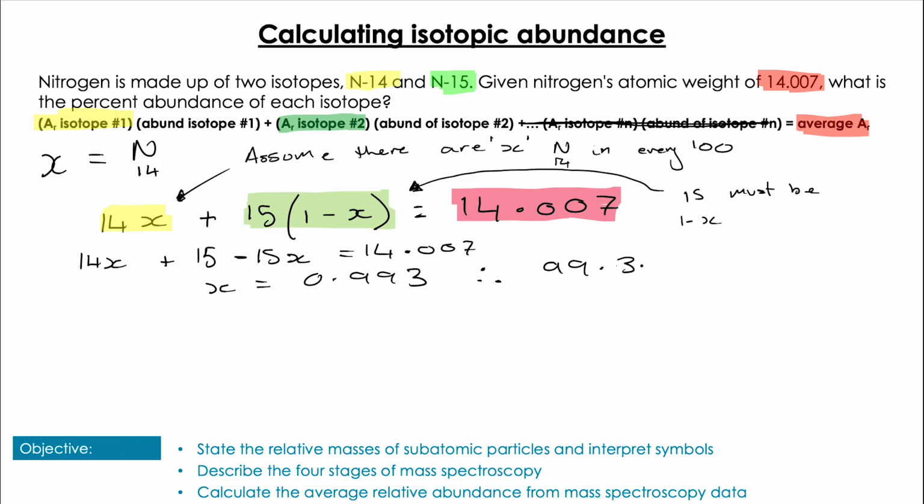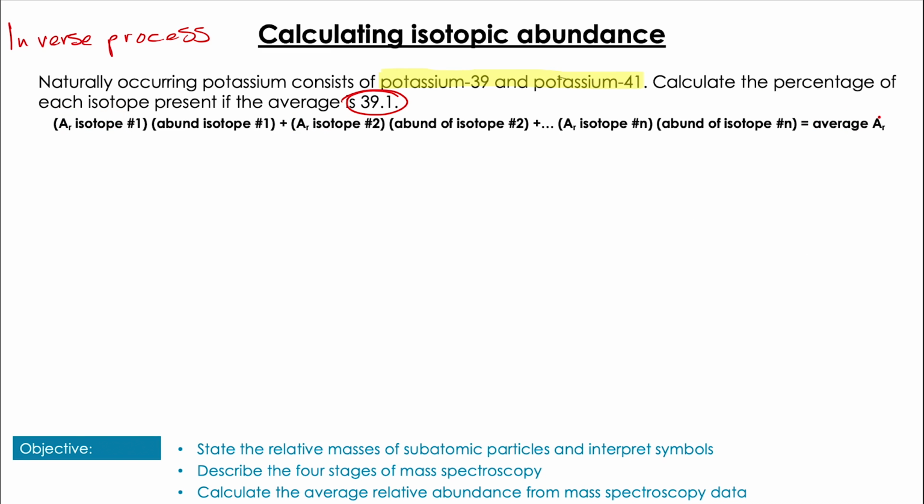0.993. So now that we have a value for X, that gives us the percentage abundance for nitrogen 14, but it also means we can plug that value for X back into the equation to solve for the abundance of nitrogen 15. So 1 minus X is equal to 0.007, which equals 0.7%, giving us our abundance of both. You can think of this as an inverse process of what we did earlier on in the video.